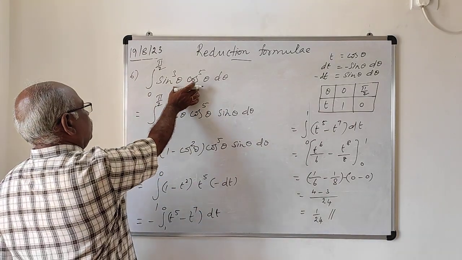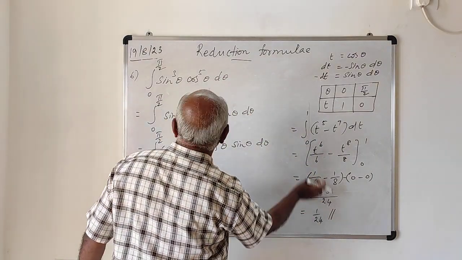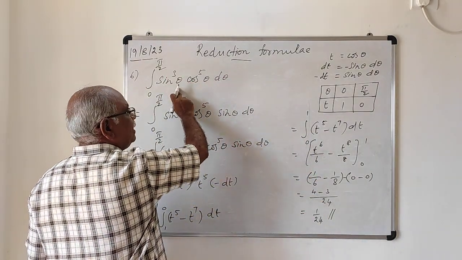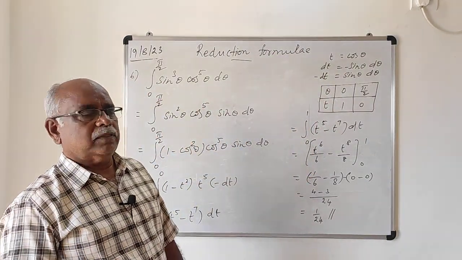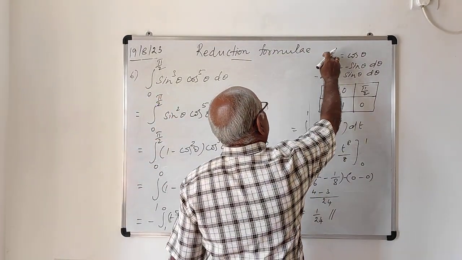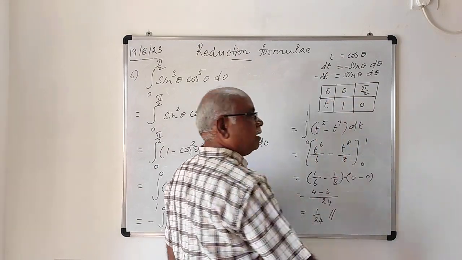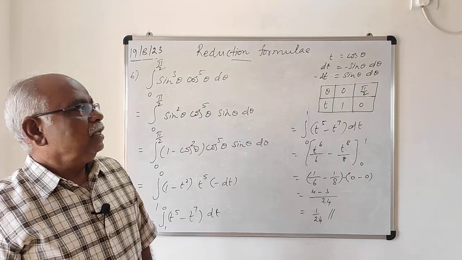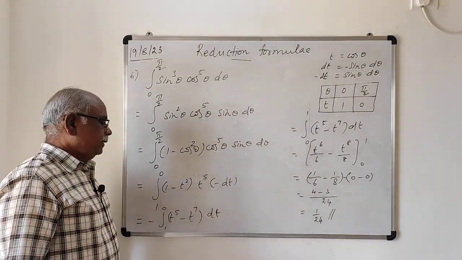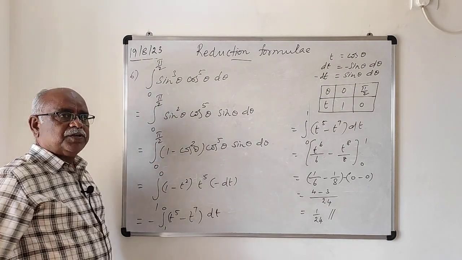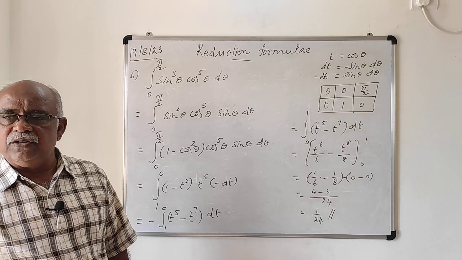So the answer for this integral on evaluating: you replace cos theta by t, you substitute t for cos theta, and correspondingly the limits of theta should be changed to limits of t. Then the integral value is 1 by 24. That's all. So that's all about the reduction formula. Okay, I have solved some 6 problems in this topic. You take note, they are very easy. We will meet you in the next video. Thank you.